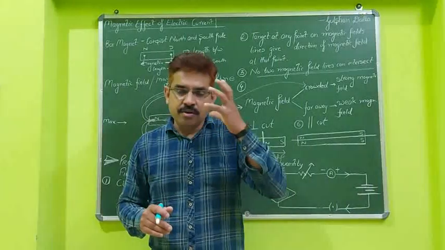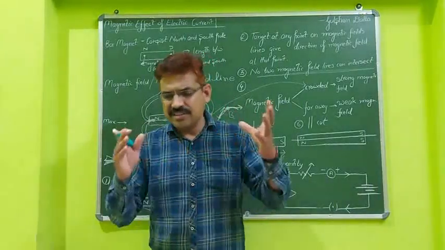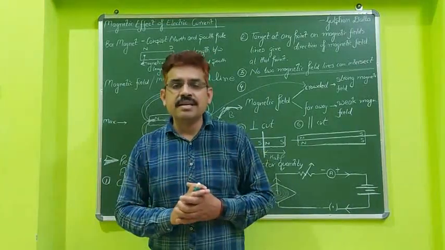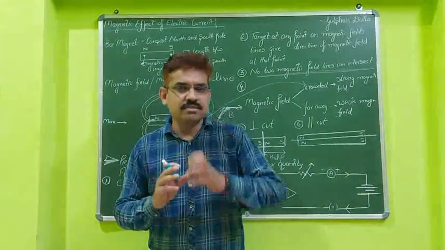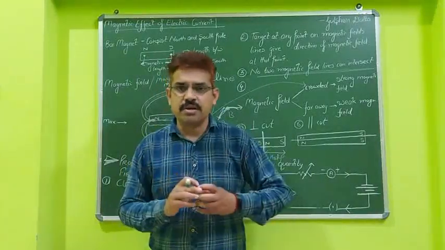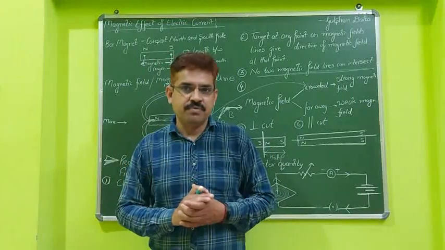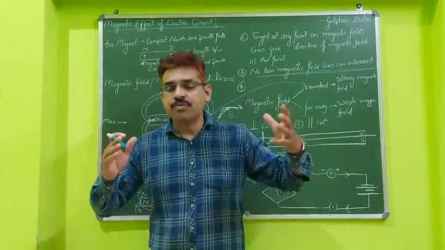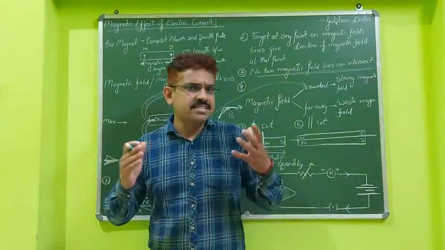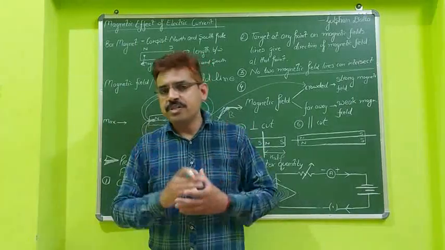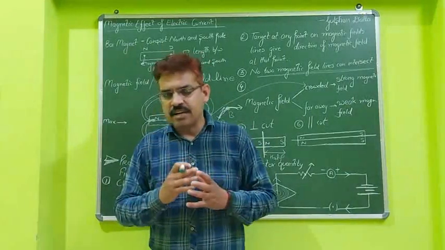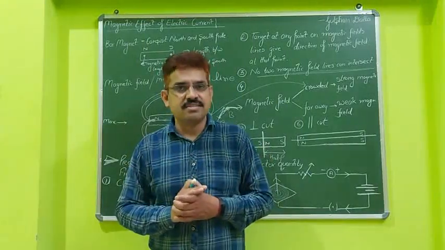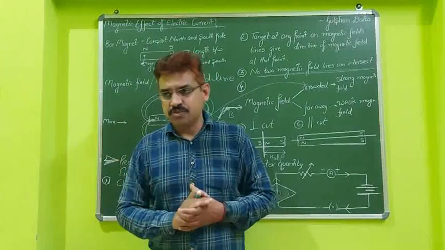I also explained that close to the current carrying conductor, the iron filings are very crowded, but as we move far away from the straight conductor, they are far apart from each other. Why is it so? We can say that near the straight conductor the magnetic field strength is very large, but as we move away from it, the magnetic field strength decreases.